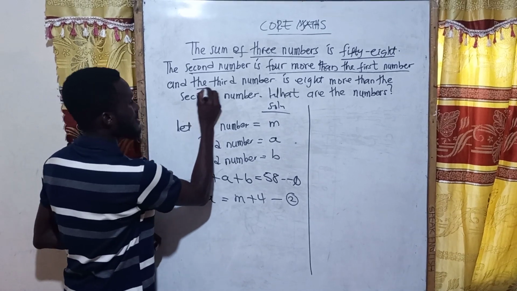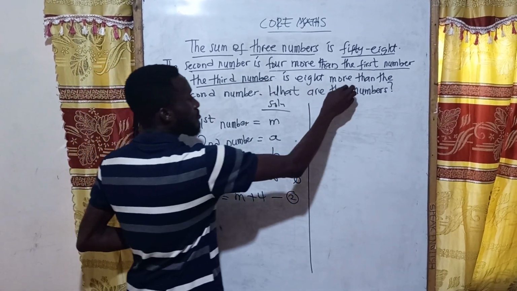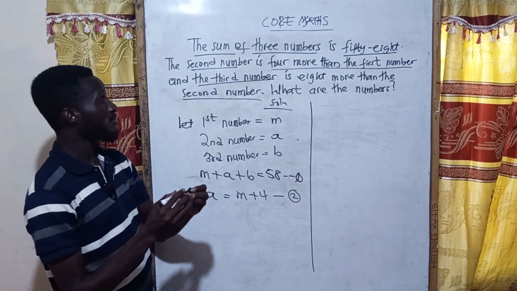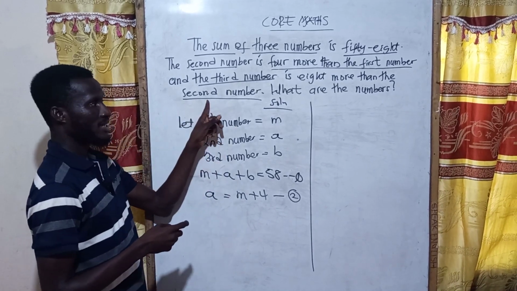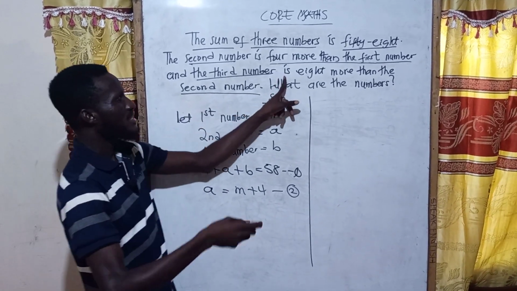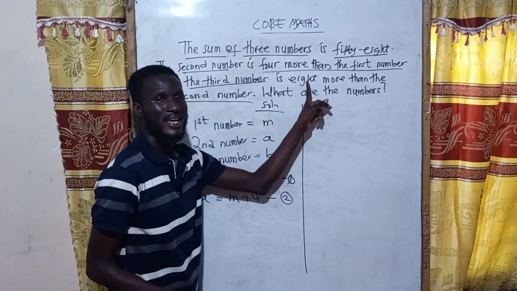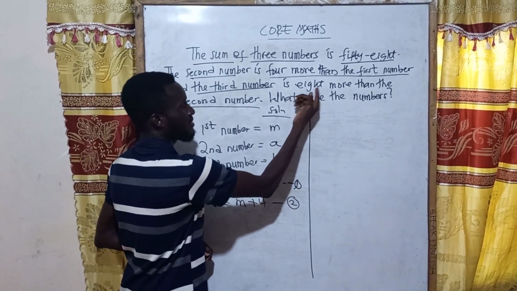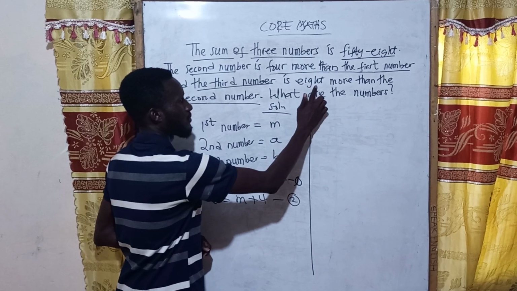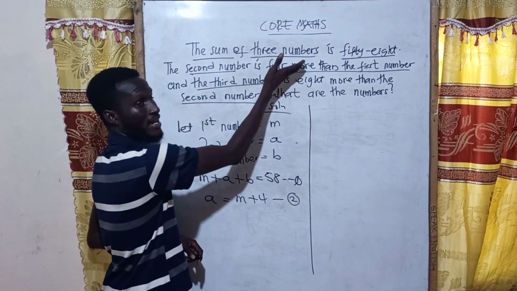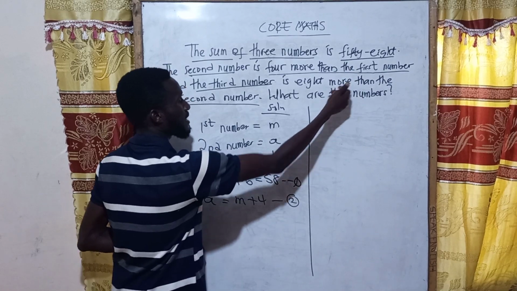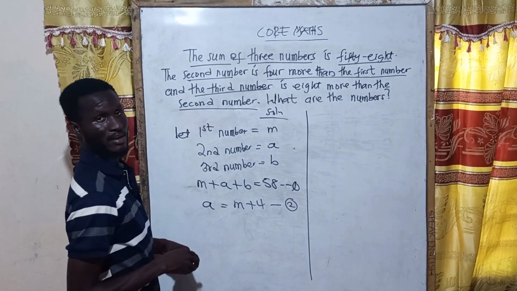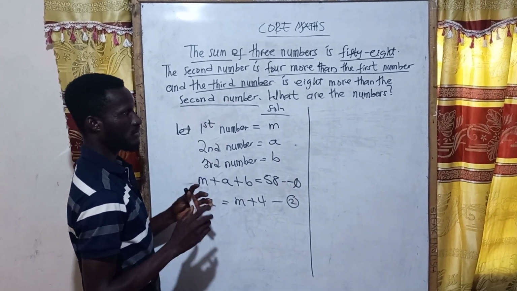And the third number is 8 more than the second number. So this one is also a relationship between the third number and the second number. The third number is bigger than the second number by 8. Or the third number is equal to 8 more than. The more than means addition, just like the first statement. It means that before we can get a third number, we have to add 8 to the second number before we can get a third number. You get me?